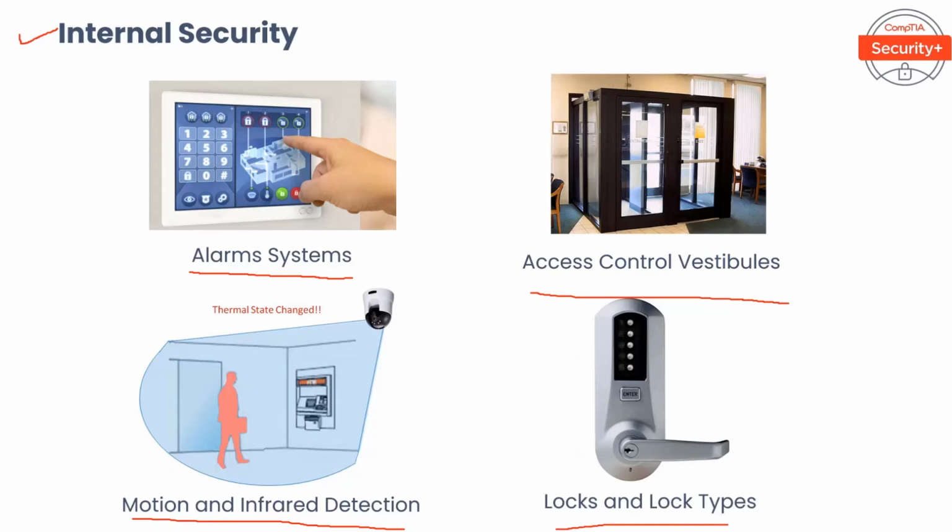And the last one is locks and lock types. So locks must be easy to operate yet deter intruders. Beyond the normal key lock, several different types can be considered. A cipher lock has a punch code entry system.